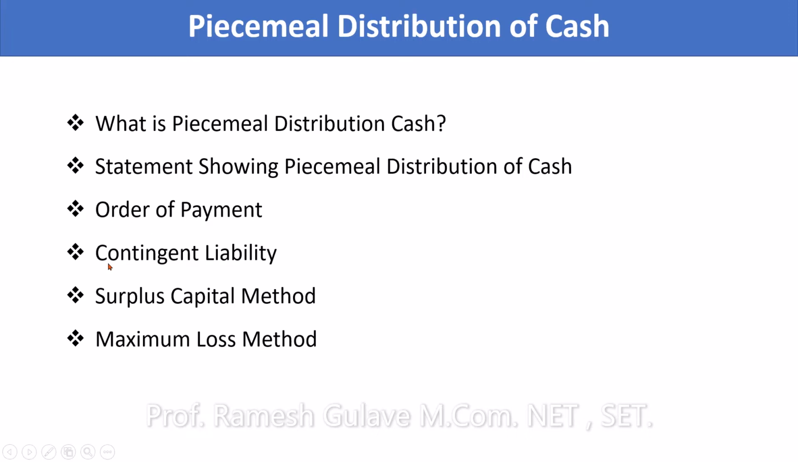What is contingent liability and how to account for it? Then, what is the surplus capital method and what is the maximum loss method?